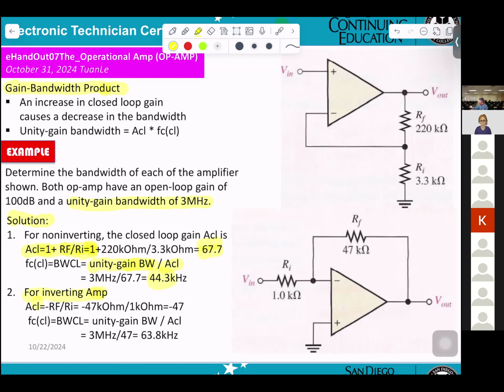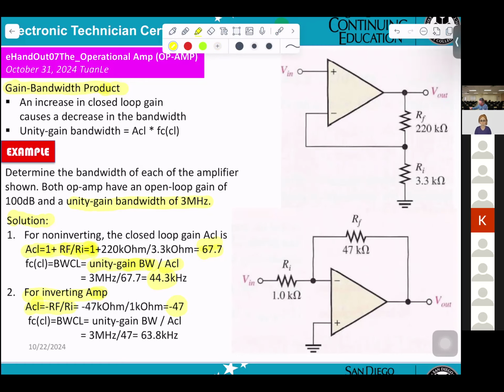Now, the second one is for the inverting amplifier. That's what they're talking about, this circuitry here. ACL, that means the op amp gain, equals minus RF over RI, which gives you minus 47.